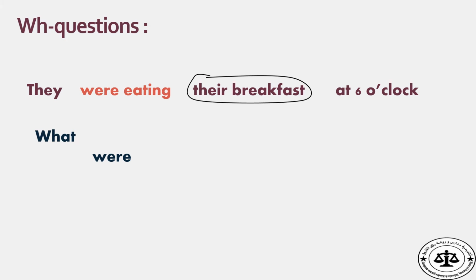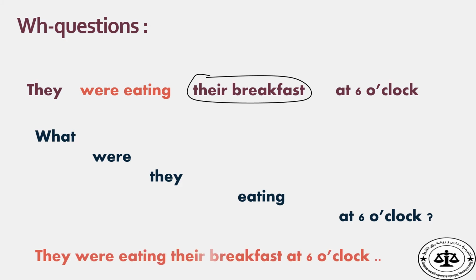Now we want the subject. What were they? And the verb eating. What were they eating at 6 o'clock? So the answer is they were eating their breakfast at 6 o'clock.